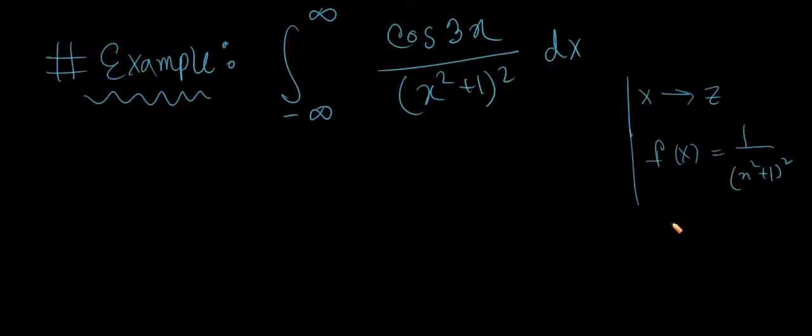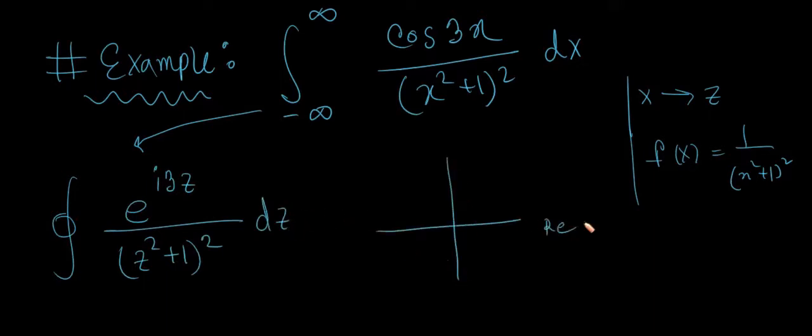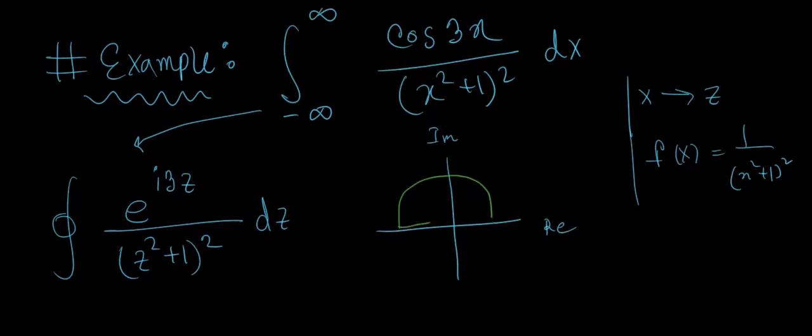And since this is a minus infinity to plus infinity integral, obviously the most convenient contour will be the semicircle on the upper half plane. So I will draw that, but let me just write this down first. This integral will become the contour integral of e to the power i 3z divided by (z squared plus 1) whole squared dz. And the contour will look something like this. This is the real axis, the imaginary axis, and let's draw the contour. Obviously this lies on the real line, but my drawing is not that good. This is minus R, this is R, and this is C R, that is the semicircular arc.